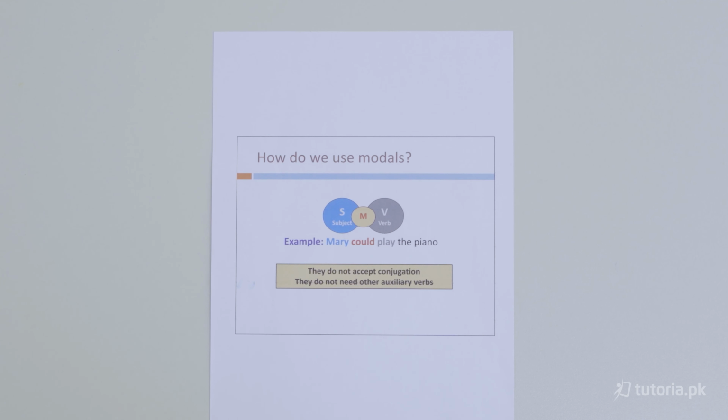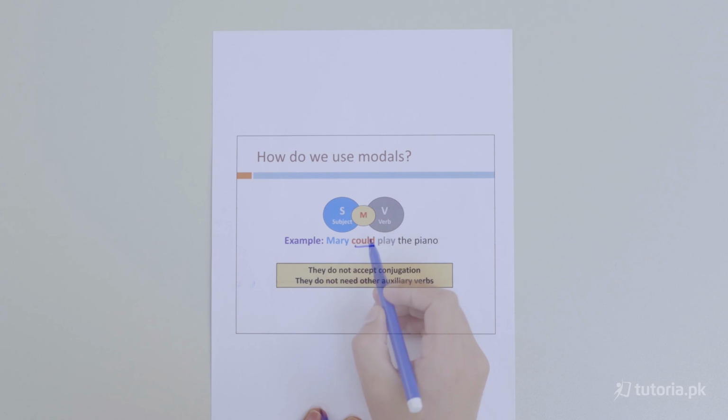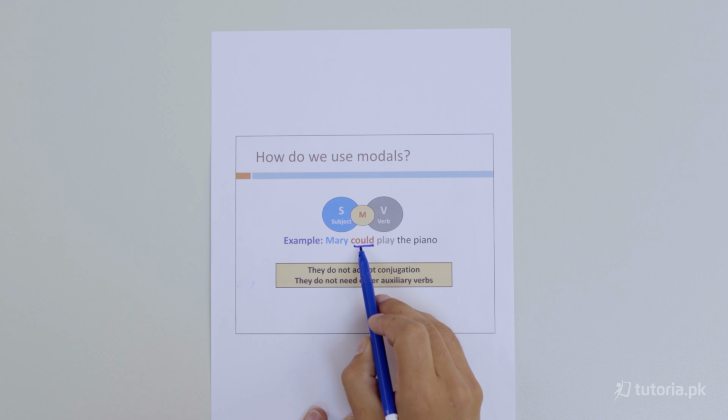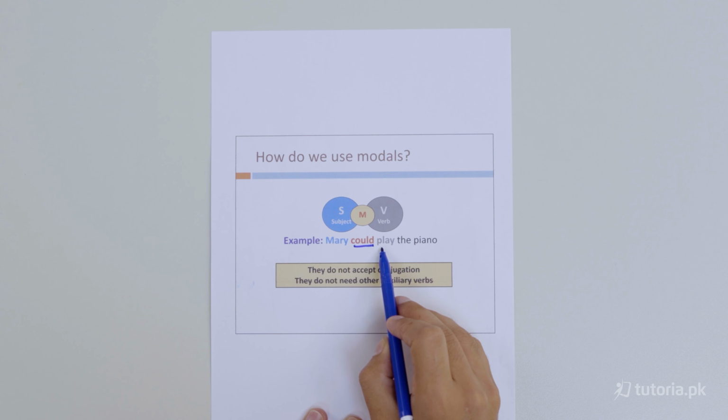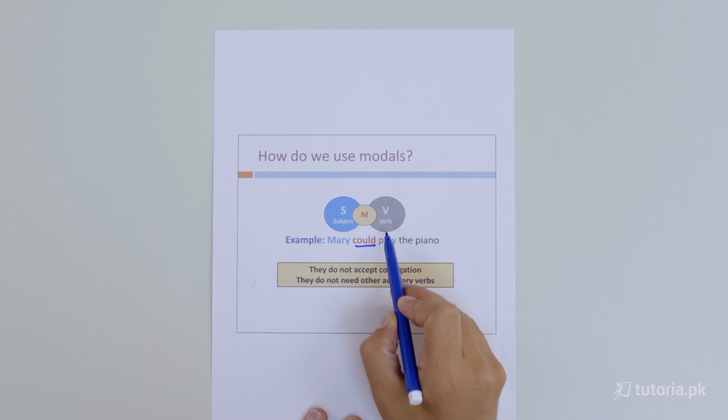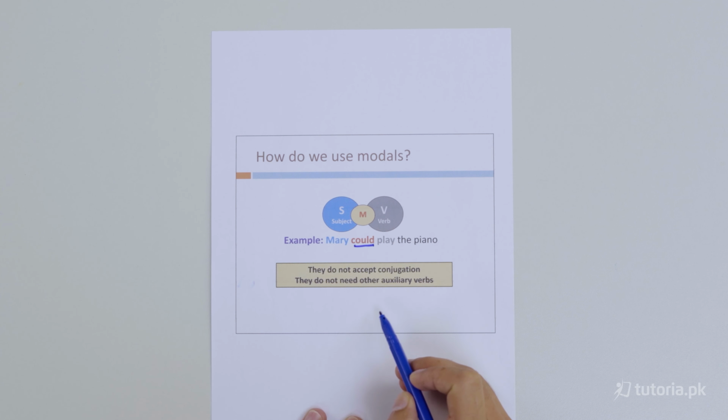Here, Mary is the subject, which is in blue color, the modal verb is in orange color, and the verb play is in silver color. Now, in this sentence, the modal verb could is used before the word play, which is in first form. Mary could play the piano. It tells us that Mary has the ability to play the piano.